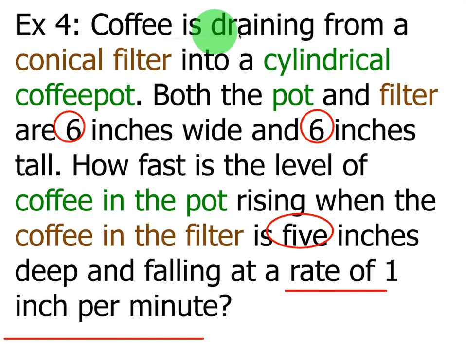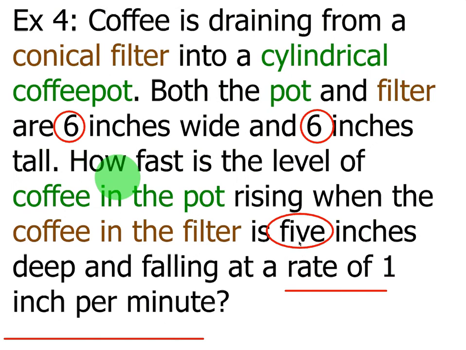Okay, example 4. Coffee is draining from a conical filter into a cylindrical coffee pot. So we basically have two shapes going on. Both the pot and the filter are 6 inches wide and 6 inches tall. How fast, now notice I've kind of already got everything circled on here, how fast is the level of the coffee in the pot rising when the coffee in the filter is 5 inches deep and falling at a rate of 1 inch per minute?